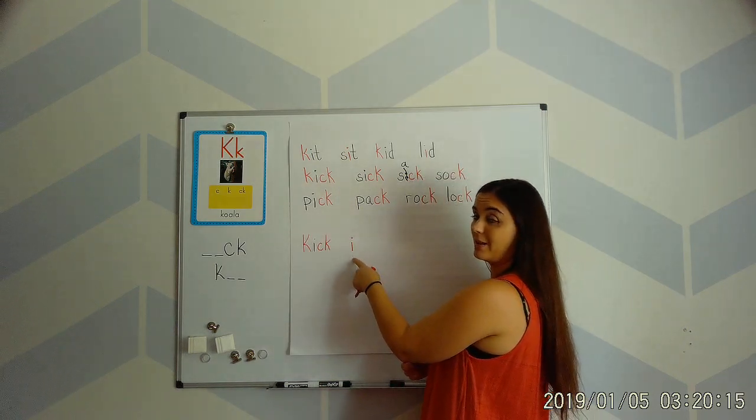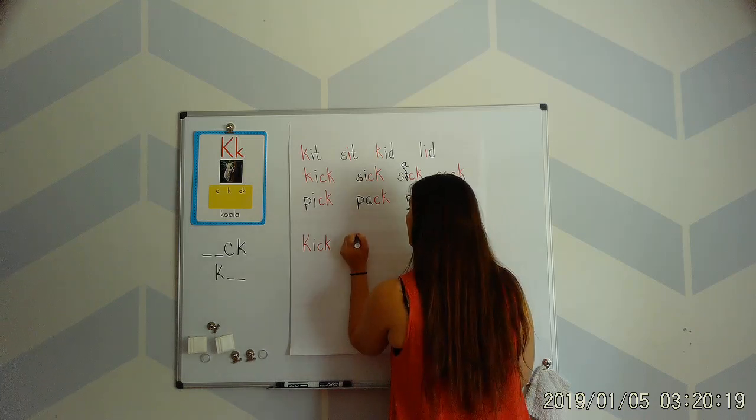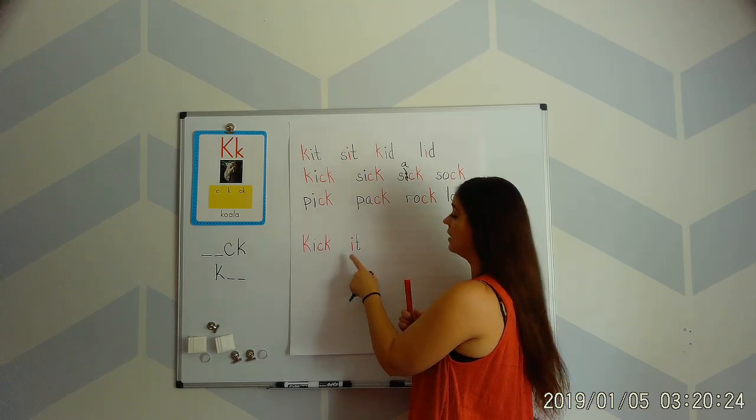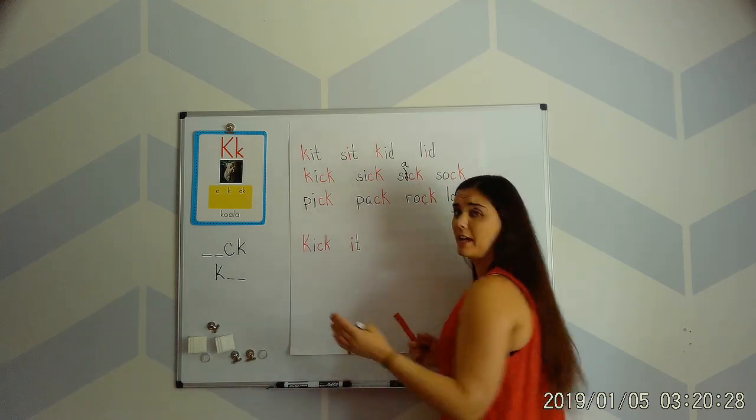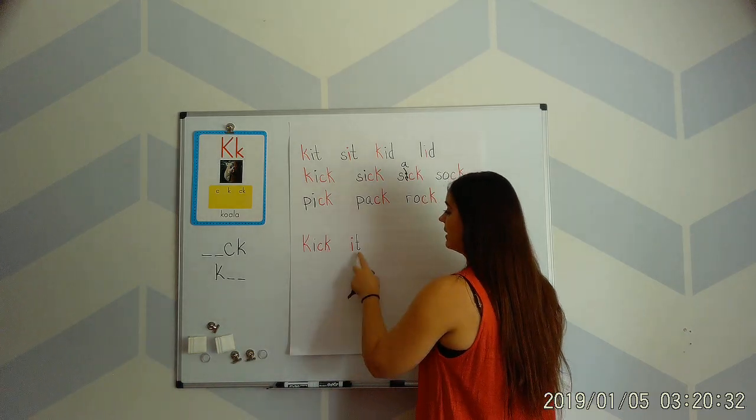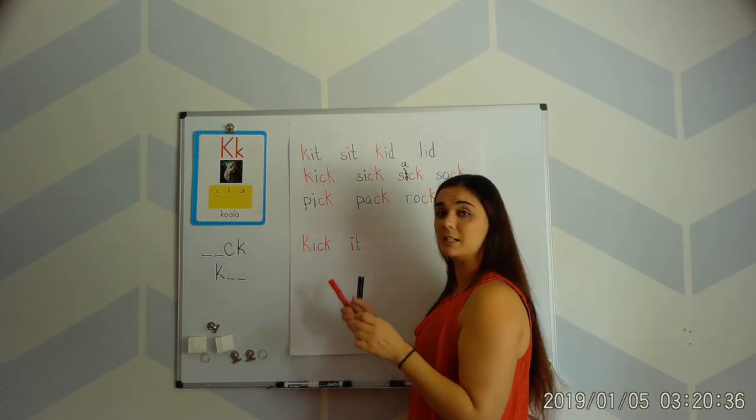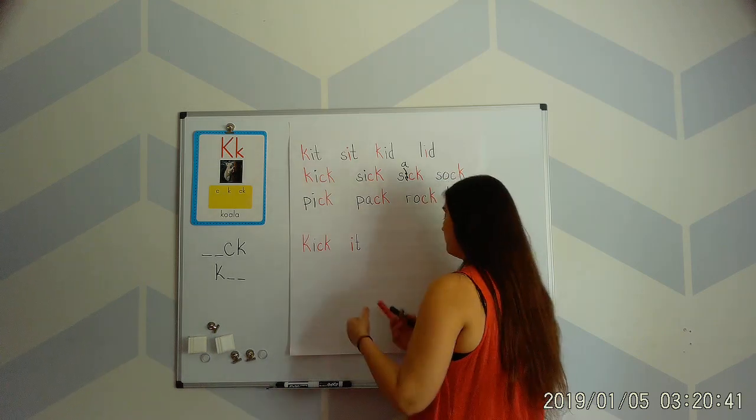So I says what sound? I, I. And T says what sound? Ta, ta. I, t, it. Right, so that is the end of our sentence right there. So let's go ahead and read what we have. Kick it. Kick it. So maybe in this sentence, like there's a soccer ball in front of somebody and they're like, oh, kick it, kick the ball.